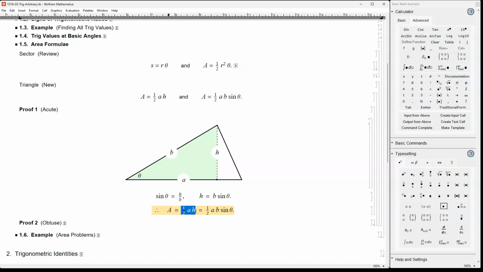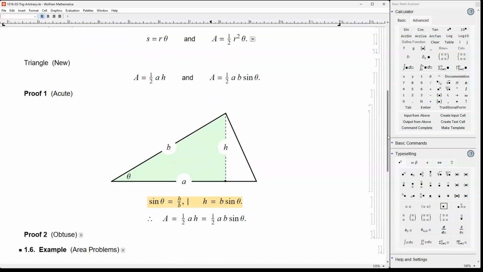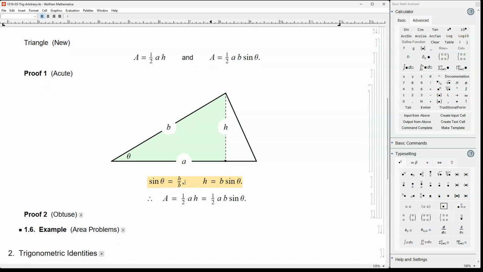Now let's apply some trigonometry here. Look at this green right triangle here. So sine of theta is opposite over hypotenuse, h over b. So let's make it a little bit bigger here. H over b is sine of theta. So flip b to the other side. H is b sine of theta. So plug that in place of h here and simplify. That's how you're going to get this formula here. The area of a triangle is given as 1/2 AB sine of theta. A and B are the two sides. Theta is the angle in between.